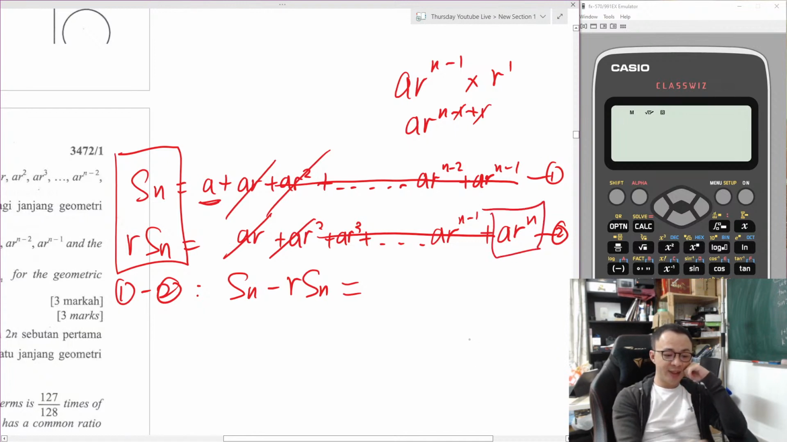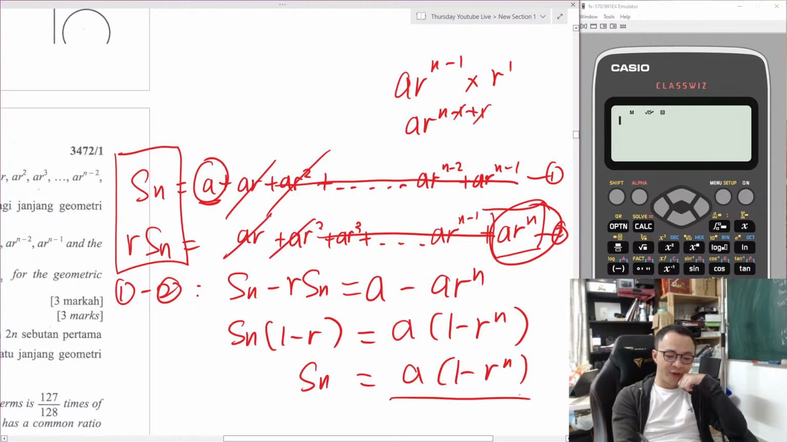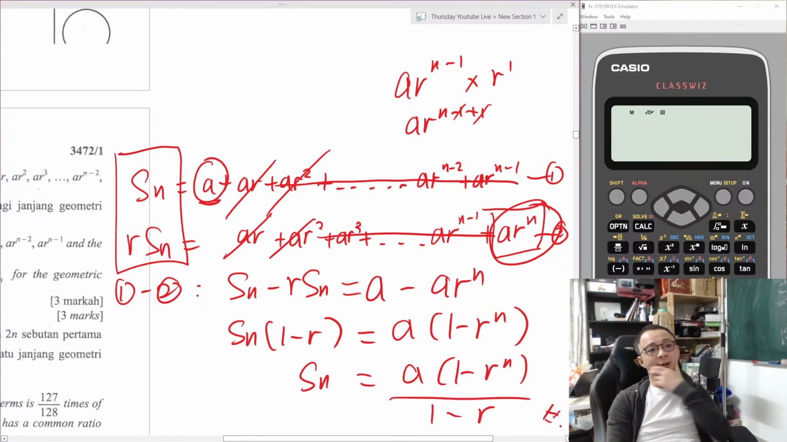So, and then here I will still have A minus this thing, A minus AR power of n. Alright, then I will factorize out the Sn, I get 1 minus R. This one I will factorize out the A, I get 1 minus Rn. So Sn is equals to A 1 minus Rn over 1 minus R. This is the Sn formula.